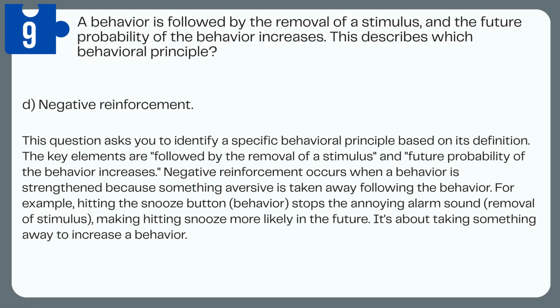Answer D. Negative reinforcement. This question asks you to identify a specific behavioral principle based on its definition. The key elements are followed by the removal of a stimulus, and future probability of the behavior increases. Negative reinforcement occurs when a behavior is strengthened because something aversive is taken away following the behavior. For example, hitting the snooze button behavior stops the annoying alarm sound, removal of stimulus, making hitting snooze more likely in the future. It's about taking something away to increase a behavior.